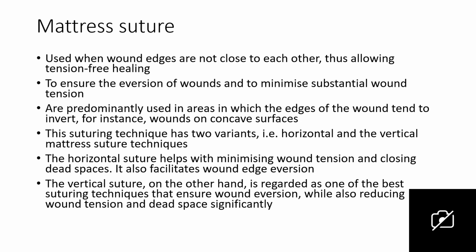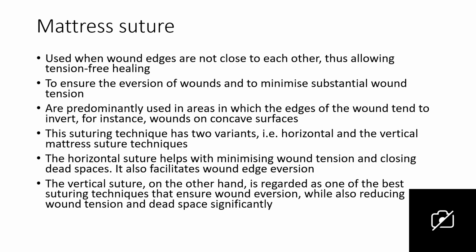Mattress sutures, when used, evert the wound edges, thus allowing tension-free healing. To ensure the eversion of the wounds and to minimize substantial wound tension, they are predominantly used in areas in which the edges of the wound tend to invert, for instance, wounds on concave surfaces. This suturing technique has two variants, that is horizontal and vertical mattress suture techniques.